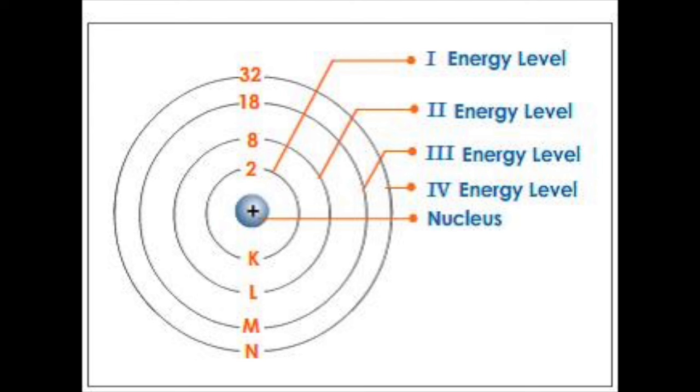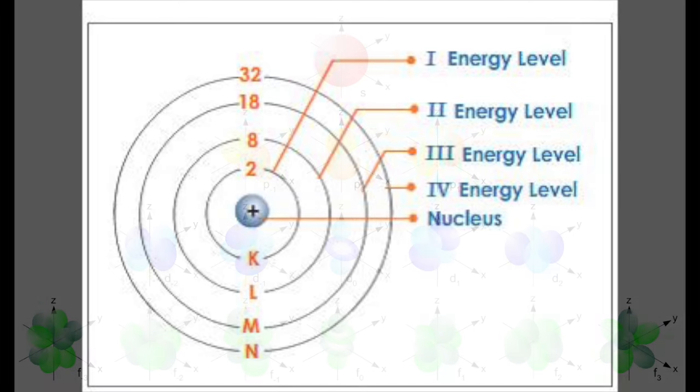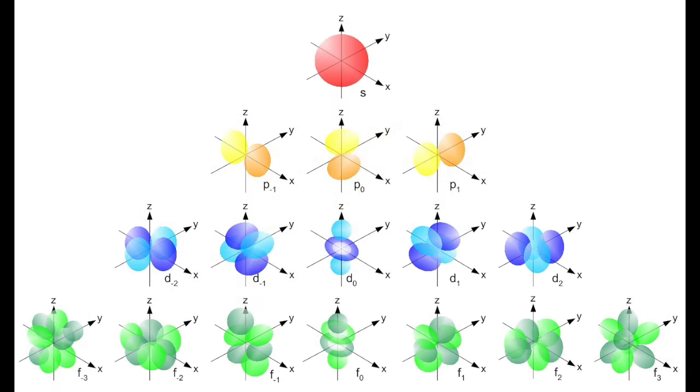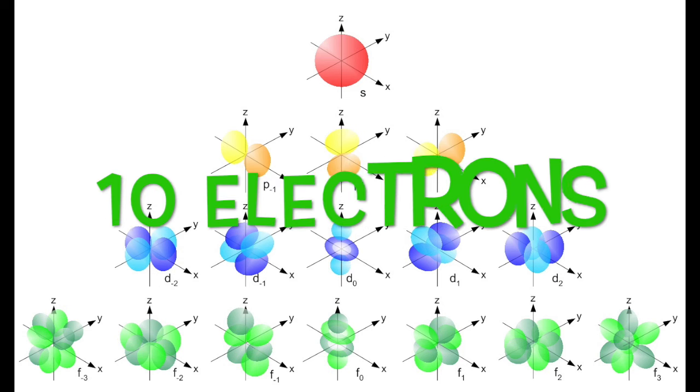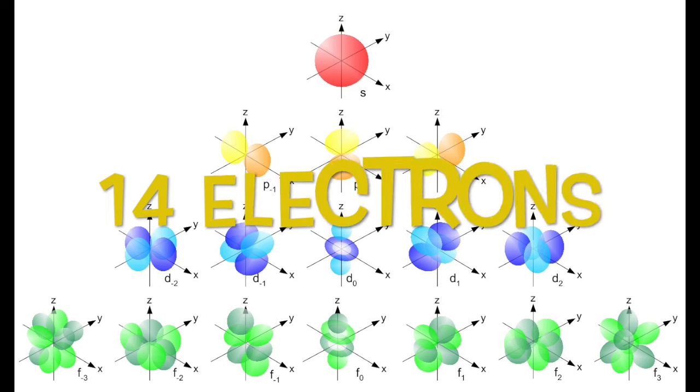Electrons in the inner shells are called core electrons, and outer electrons are called valence electrons. Each energy level has subshells that are also known as orbitals. There are 4 orbitals: s, p, d, and f. S orbitals can hold a maximum of 2 electrons, p orbitals can hold 6 electrons, d orbitals can hold 10 electrons, and f orbitals can hold 14 electrons.